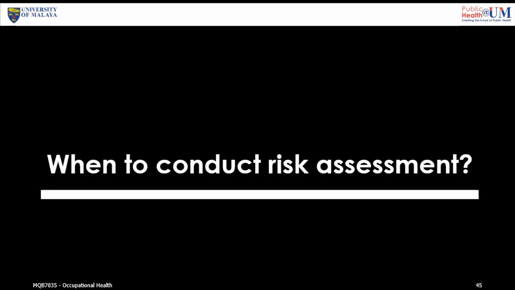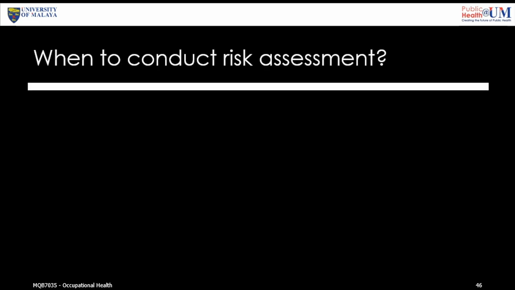Risk assessment itself is not useless without using it for decision making. You need to be able to use the information you get from your risk assessment to decide what you want to do. And that is what you do every day. Subconsciously, you do it every day. Because I do it every day.